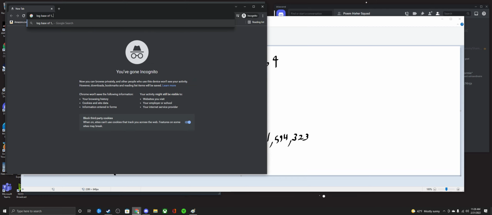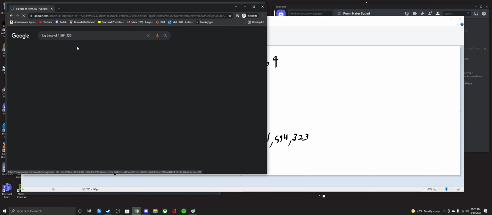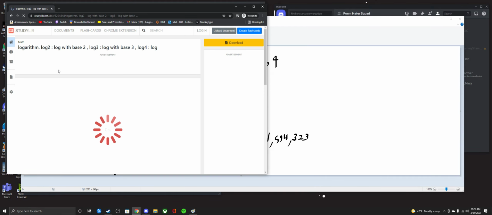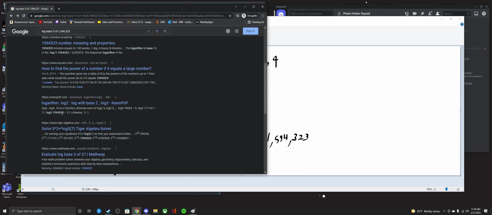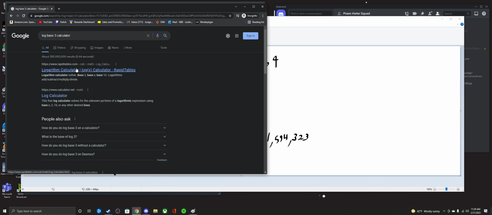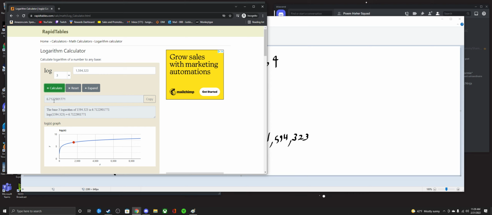So let me just do that. I'll type the whole thing out. That's not what I want. Why isn't there a calculator for this? Here, I'll do that. That is not right. Hold on. Okay, there you go, 13.